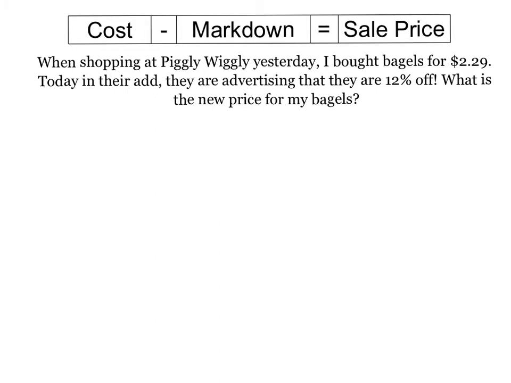The question asks, when shopping at Piggly Wiggly yesterday, I bought bagels for $2.29. Here's an amount that's probably going to come in helpful. Today in their ad, they are advertising that they are 12% off. What is the new price for my bagels? So, because we're trying to find the new price, that would be our sale price. And when setting up our formula, from reading the problem, we can find our cost. Our cost of the bagels used to be $2.29.